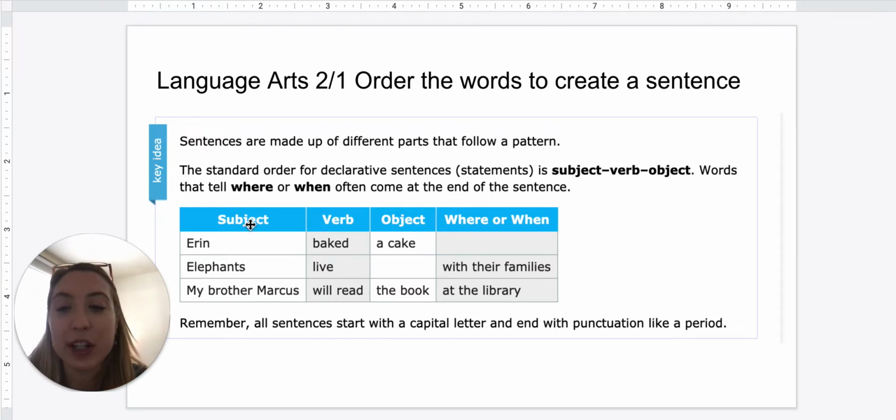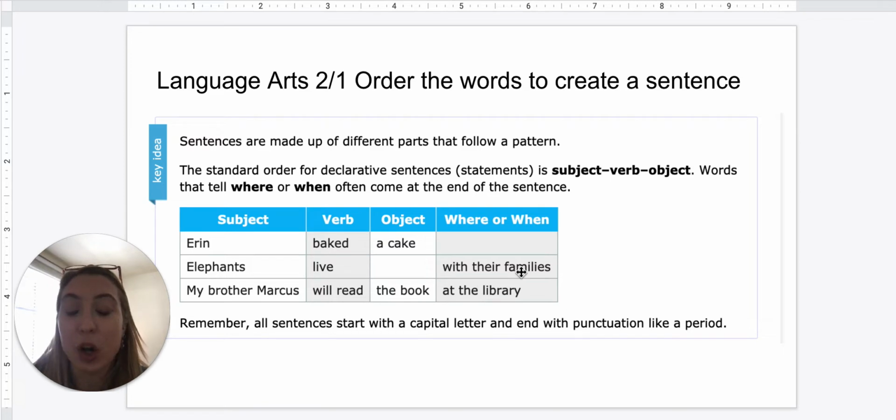So here we have our subject, and we know our subject is always going to be a noun or pronoun. That's who the story is about. And then our verb is what they do. So we have action verbs, so it could be running. It's what our subject is doing. And then our object is just something that ties in, and then when or where.